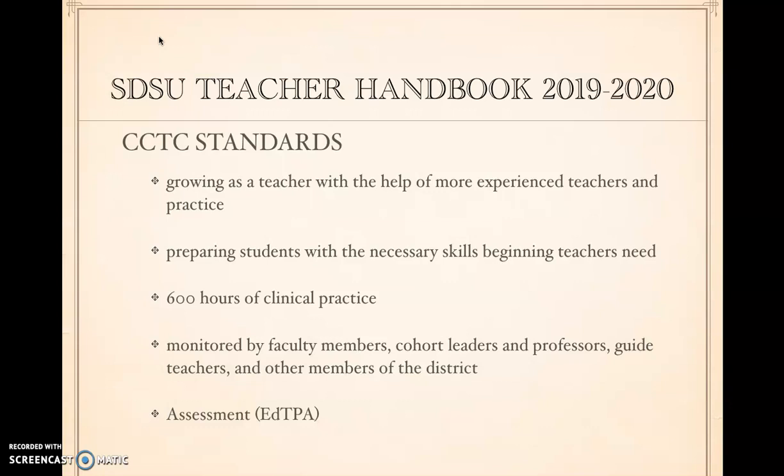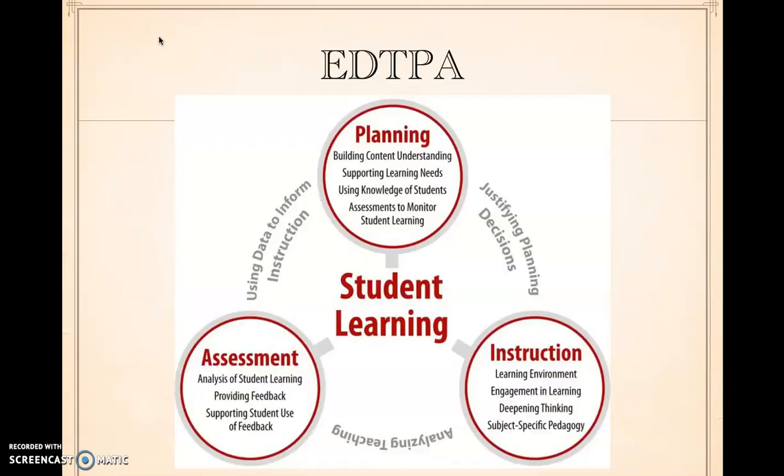One of the necessities is 600 hours of clinical practice, and throughout the whole program, the end goal is the assessment, or the EdTPA. The EdTPA involves three main goals, and that's for future teachers to be able to plan, instruct, and assess. That's what they'll be assessing us on: how we are able to instruct, plan, and assess.